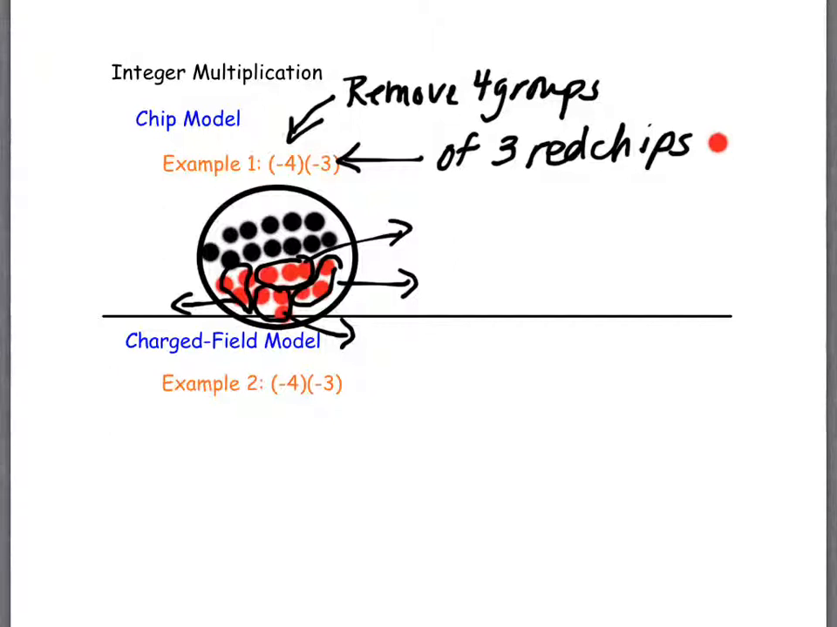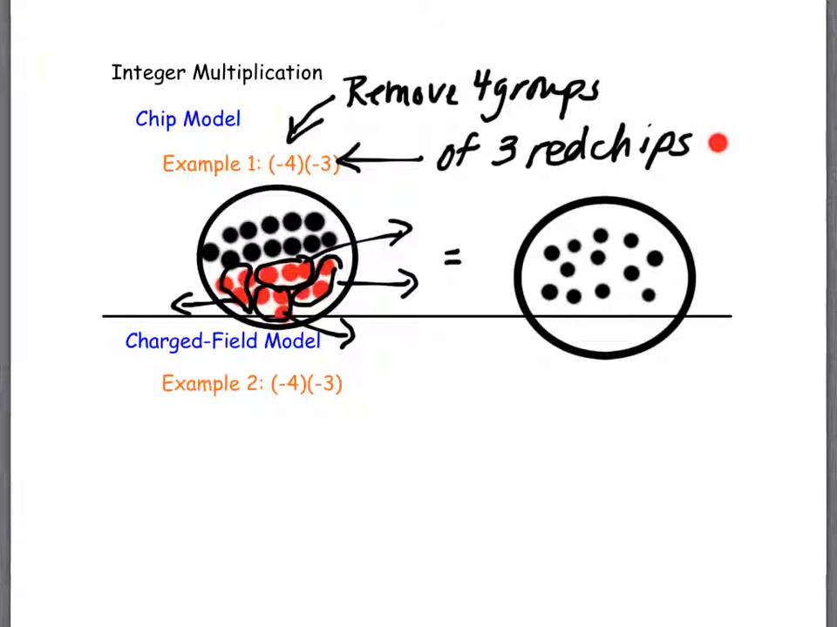Now if I had any red chips still in there, like I just put in too many to start with, I could just take a red chip and a black chip and cancel out what's extra that I don't need. So if there's extra in there, it doesn't hurt anything. But the result, after I've removed the 12 red chips, is that I have 12 black chips in my circle. Which means the answer is what? It's actually positive 12, isn't it? I have 12 black chips.